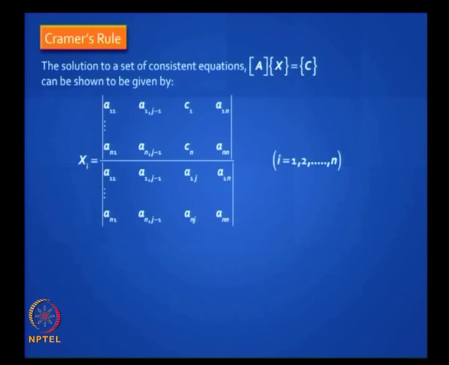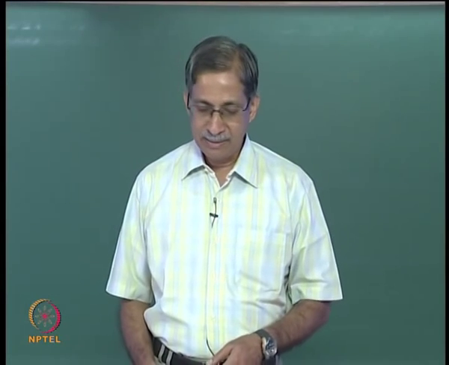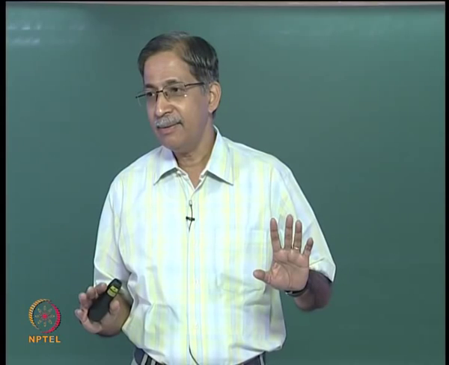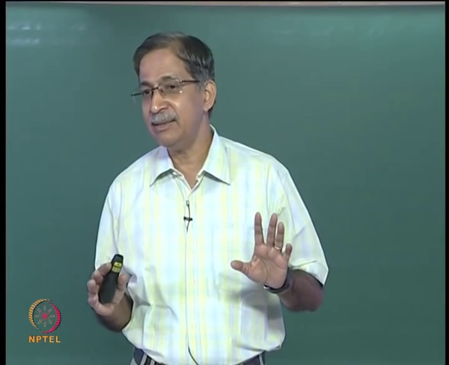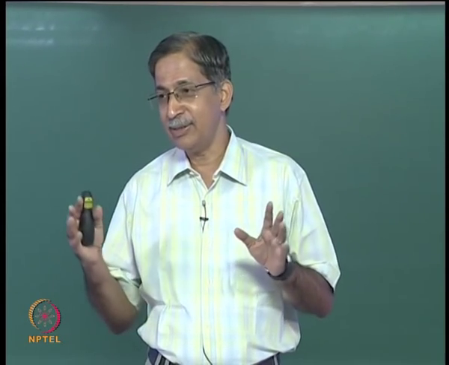It's very easy to do when your order is up to 3. Beyond 3, manually it's not worth it. And we use elimination methods to do so. We will stop here. Maybe we'll finish this condition of a matrix. If a matrix is ill-conditioned, you are not sure about the accuracy of the inverse that you get.